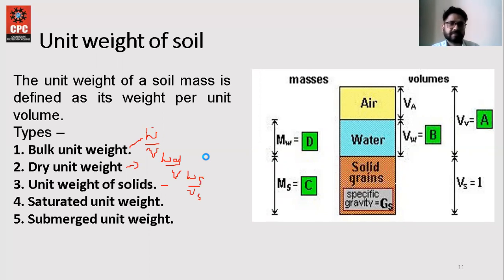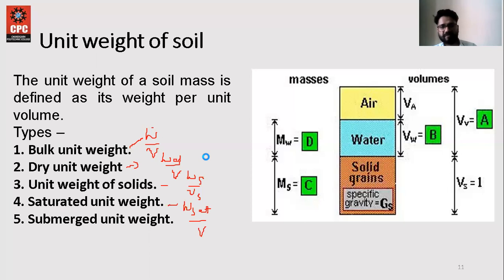And the second last type is saturated unit weight. When the soil mass is saturated, its bulk unit weight is called the saturated unit weight. The saturated unit weight is the ratio of the total weight of the saturated soil sample to its total volume. So in the case of saturated unit weight, we have to take the weight of fully saturated soil. Let's say that is W saturated upon volume, where volume is the total volume of soil.